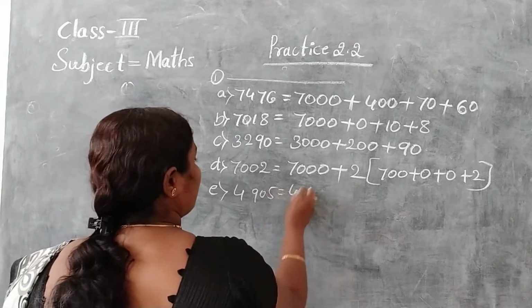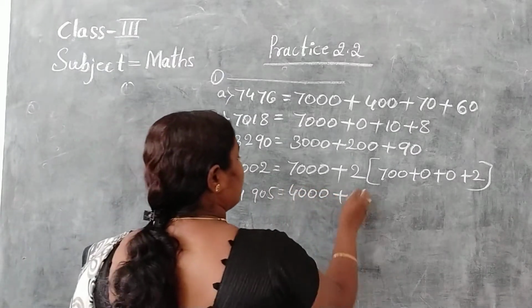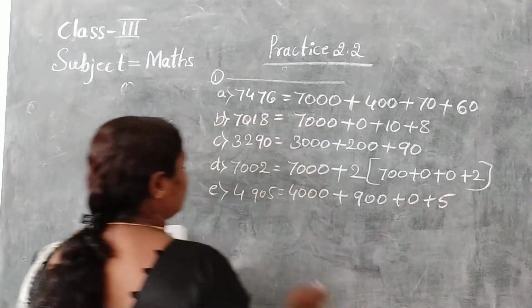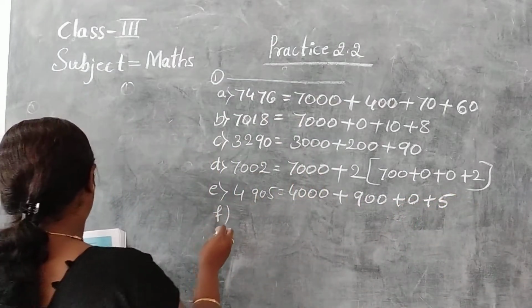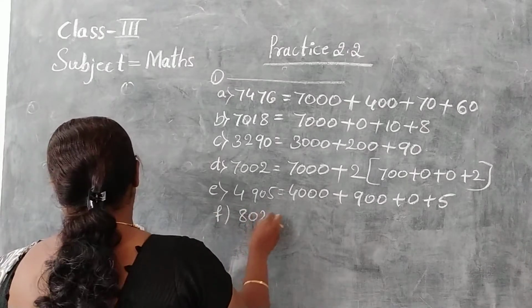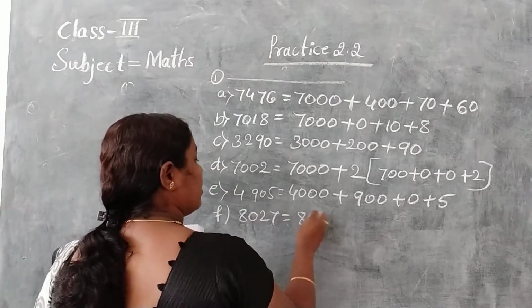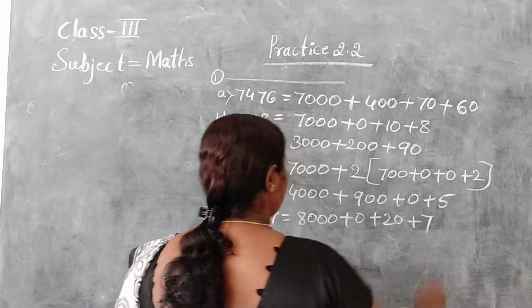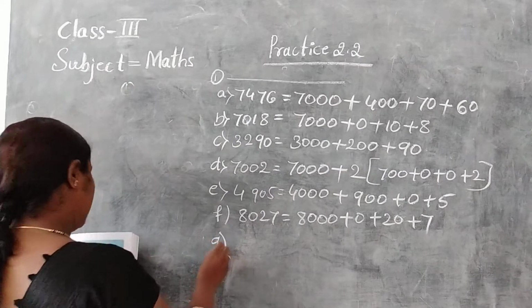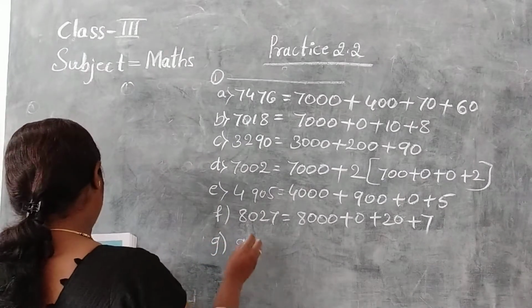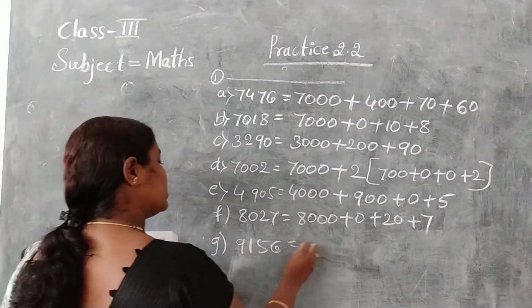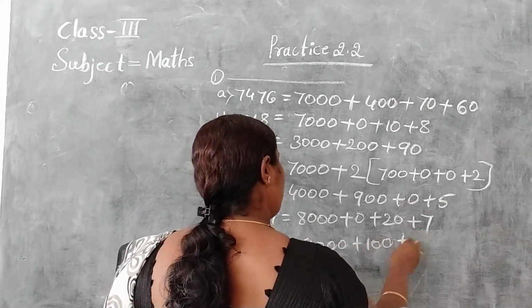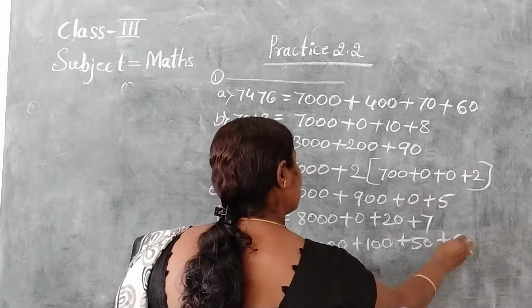E. 4,905. 4,000 plus 900 plus 0 plus 5. F. 8,027. 8,000 plus 0 plus 20 plus 7. G. 9,156. 9,000 plus 100 plus 50 plus 6.